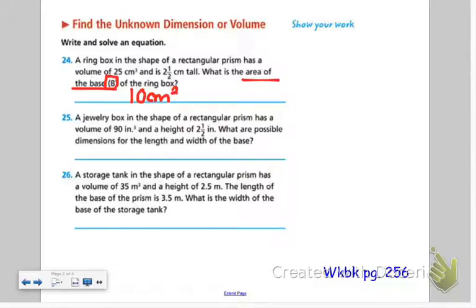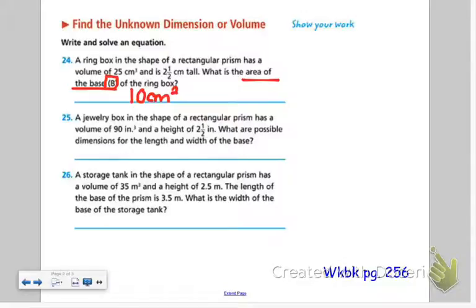A jewelry box, so here we have another box, this time a jewelry box, I guess it could be a ring box, in the shape of a rectangular prism, has a volume of 90 inches cubed, or cubic inches, and a height of 2.5 inches. What are the possible dimensions for the length and width of the base?